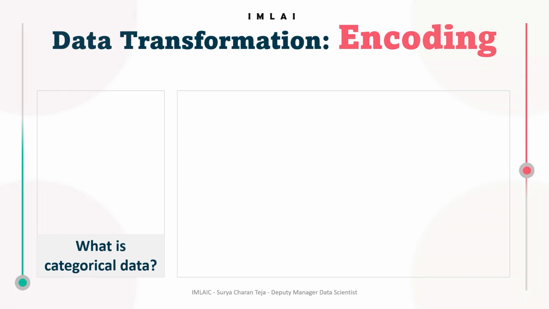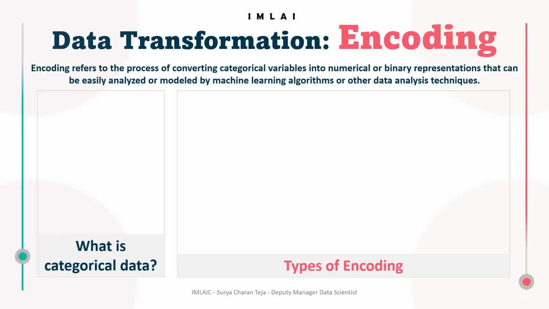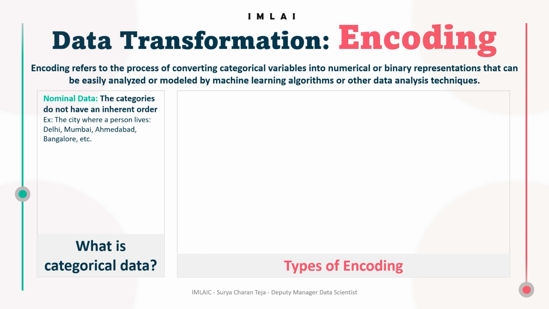Since we are going to be working on categorical variables specifically for this section, here is a quick refresher on the same with a couple of examples. Categorical variables are usually represented as strings or categories and are finite in number. There are three types of categorical variables. One is nominal data. The categories do not have an inherent order. Example, the city where a person lives: Delhi, Mumbai, Bengaluru, Chennai.